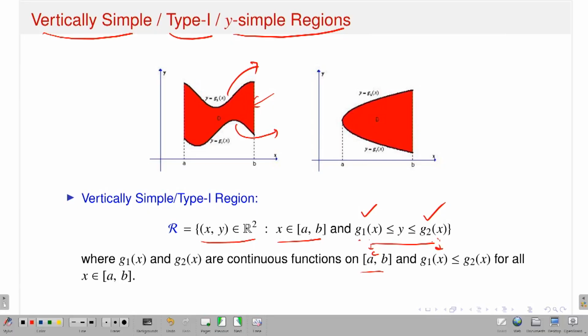So, earlier you had constant functions. Now, this time I am replacing the constant function by some continuous functions defined on the closed interval a to b. If R has this kind of region, then I am saying it is vertically simple or type 1 region.